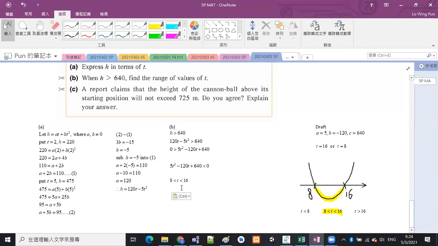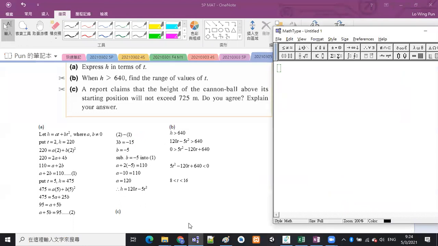Okay? In part C, a report claims that the height will not exceed 725. So let's check whether it is correct or not. Okay, so h will not exceed. So I want to check whether it can exceed 725. Okay, but h again is 120t minus 5t squared. I want it to be 725 and to see whether it has a solution or not. Okay, 5t squared minus 120t plus 725, and write this on the left.